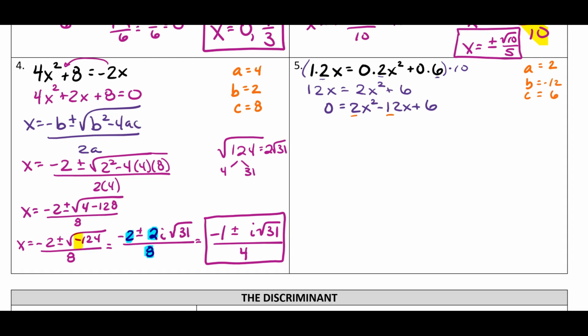So what I would like you to do is pause the video at this point, and I want you to try this problem, and when you're ready, turn it back on and see if you got it correct.